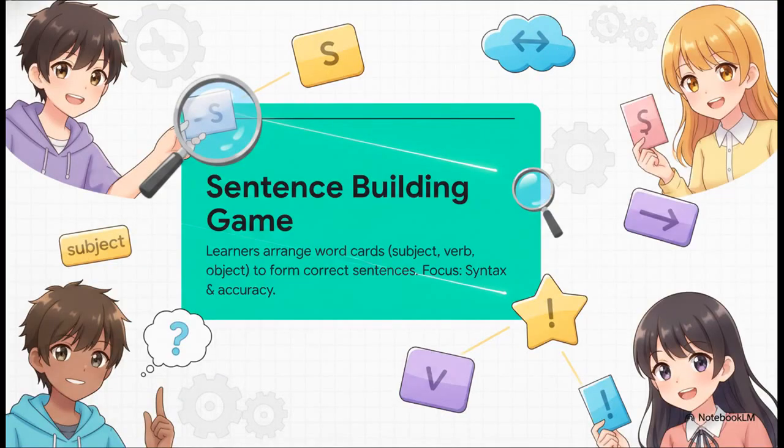First up, we've got the sentence building game. Just picture this. You hand your students a little stack of cards, a subject, a verb, an object, maybe a few other things, and they get to physically arrange them to build a correct sentence. All of a sudden, the abstract idea of syntax becomes this tangible puzzle they can solve with their own hands. I'm telling you, it is a total game changer for really understanding word order.